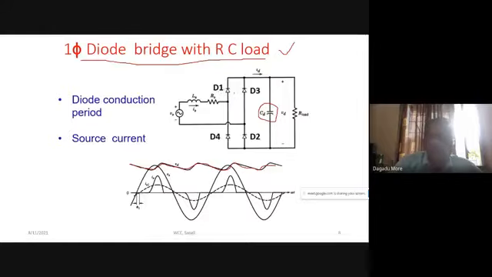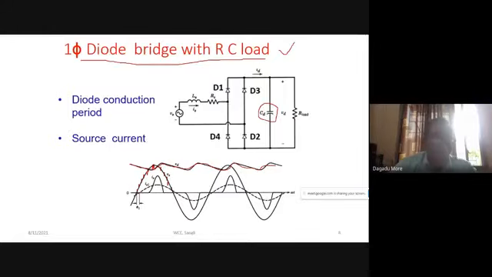So our AC waveform is there. This is our AC voltage waveform. I am just highlighting this. This is our AC input voltage waveform, and this is the capacitor voltage waveform. Already we have shown it here.